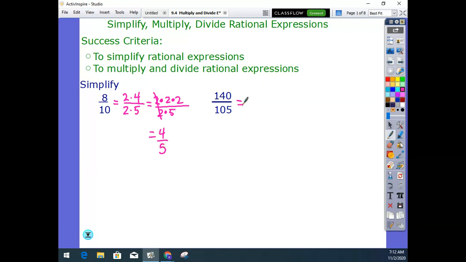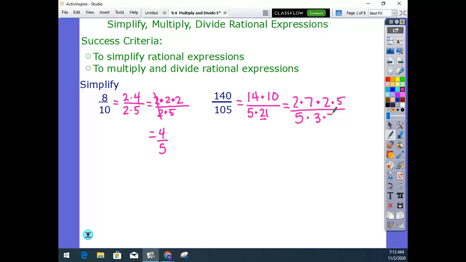What multiplies to get 140? If it ends in a 0, we just take 14 times 10 over, if it ends in a 5, we know 5 can go in 21 times. Okay, now we can break down 14, 2 times 7, and 10 is 2 times 5. Then we can break down 21 into 3 times 7.